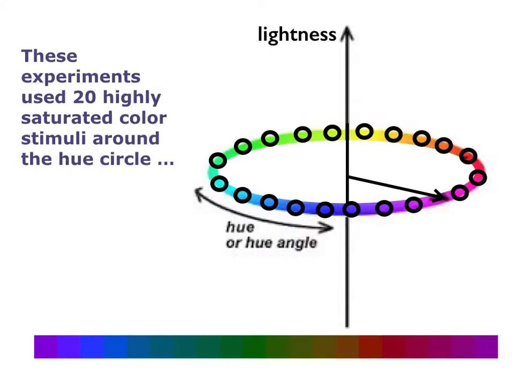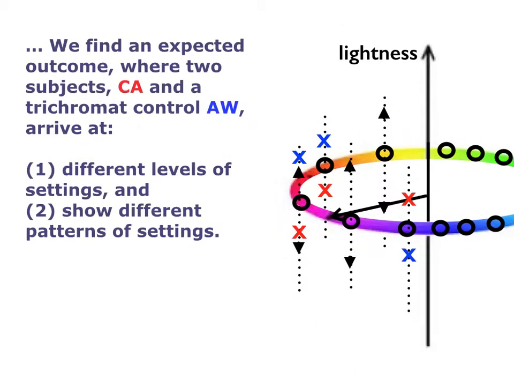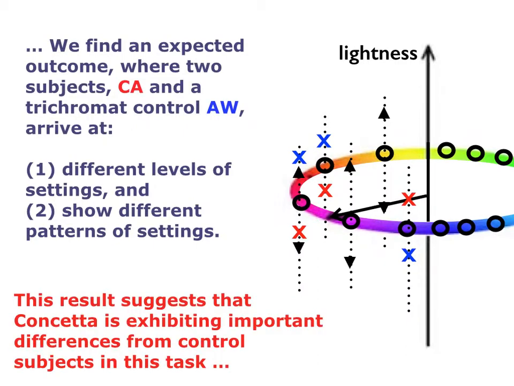We tested 20 colors around the hue circle in these experiments, and the result I just showed you confirms a result that we expected to find, which is that Concetta, compared to an average trichromat control, arrived at different levels of settings for a certain region of the space that involves the long wavelength photosensitive pigments, and shows a different pattern of settings. This result suggests that Concetta is exhibiting important differences from control subjects in this task.